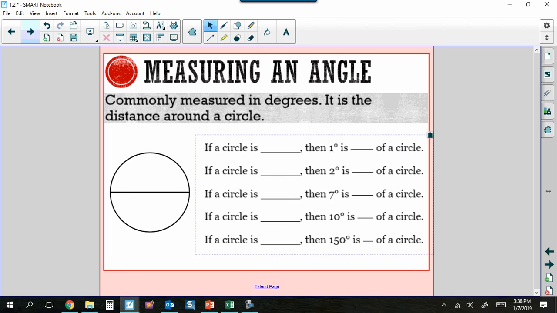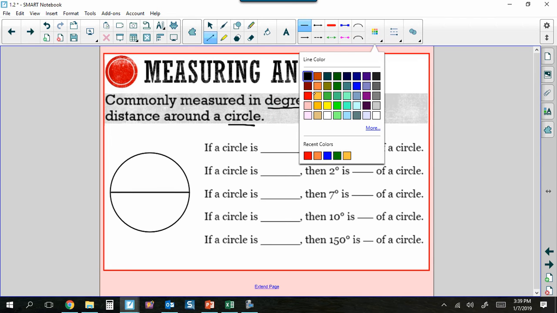Okay. So let's talk about where this all comes from. If you think about it, a circle, most of us know and have accepted and understand that a circle to get all the way around is 360 degrees. So measuring an angle is commonly measured in degrees. We'll learn other ways later on in the course in how to measure angles. But for now, we're just going to be talking about degrees. And it is the distance that is completely going around the circle. So if we were to go all the way around the circle, we would say that it's 360 degrees.